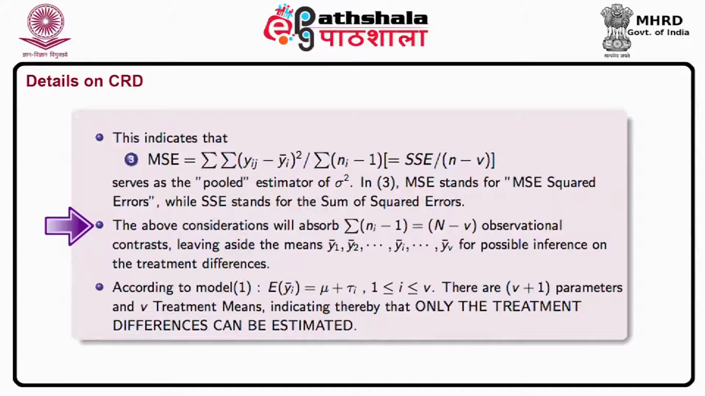leaving aside the means y 1 bar, y 2 bar, y i bar up to y v bar for possible inference on the treatment differences. So according to the first model, model 1, expectation of y i bar is equal to mu plus tau i, where i is equal to 1 to v, small v. These v plus 1 parameters and v treatment means indicate that only treatment differences can be estimated.